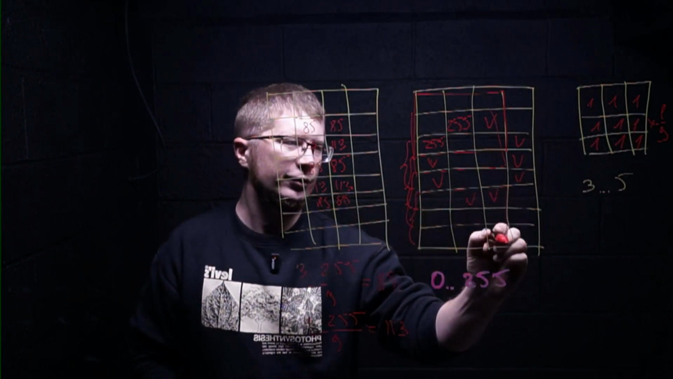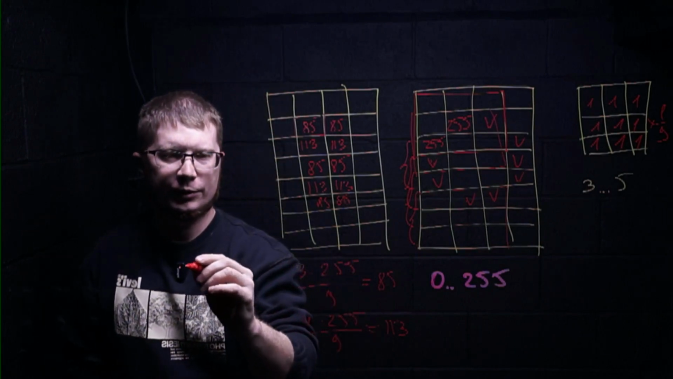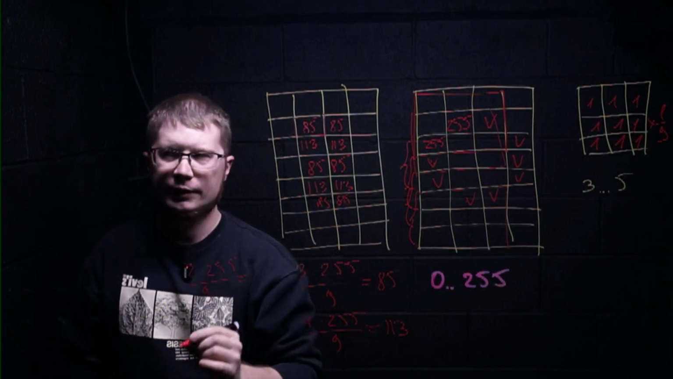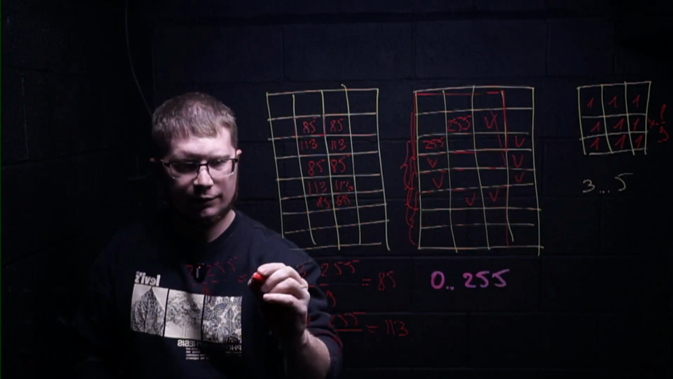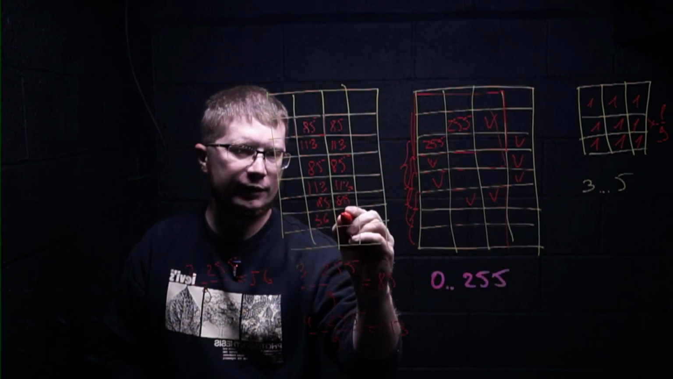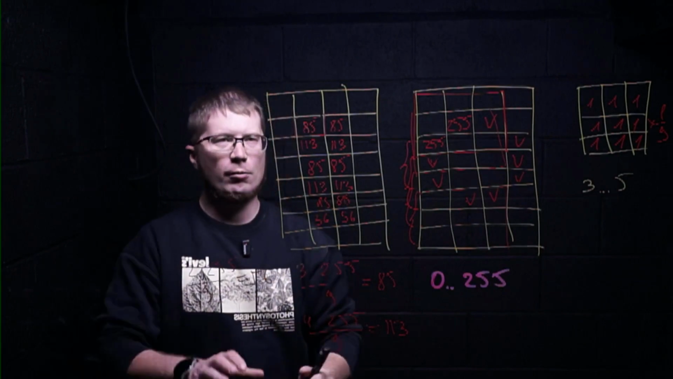It's gonna be, the first one contains 2 pixels. So it's gonna be 2 times 255 divided by 9 equals 56. It's gonna be 56. Here also 56. So this is our output image.